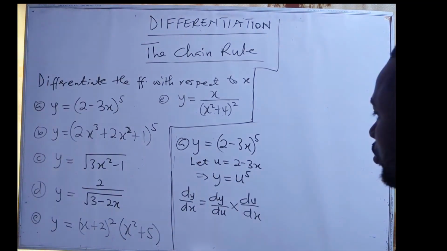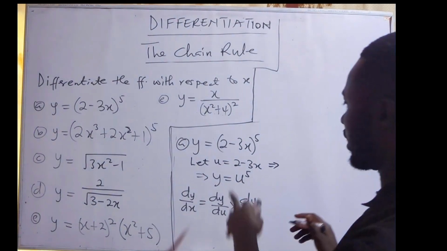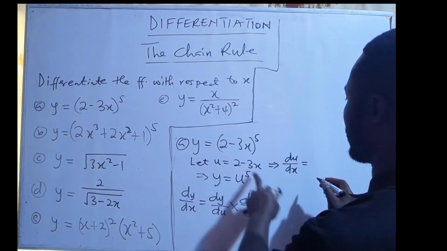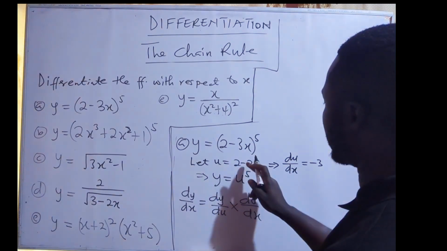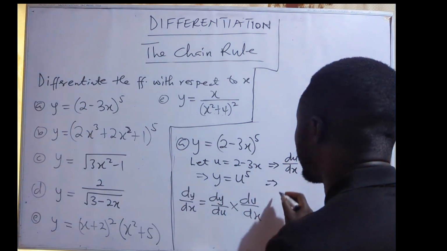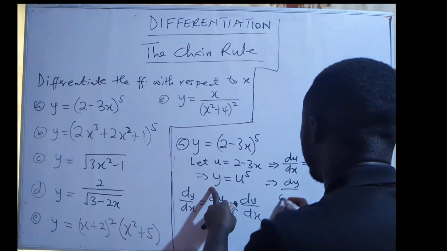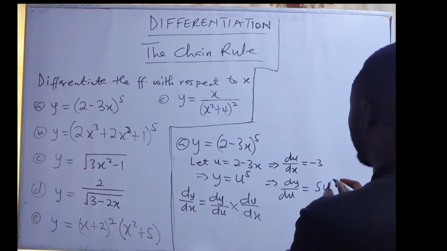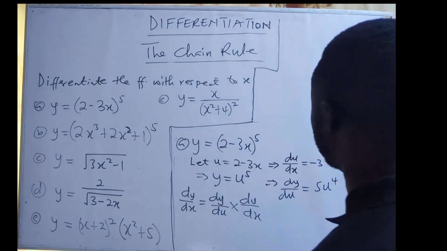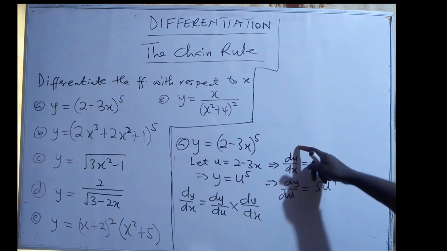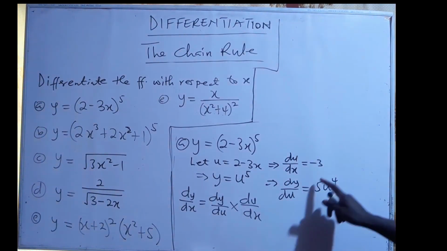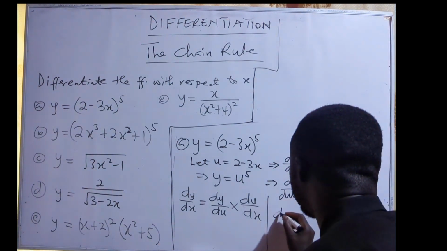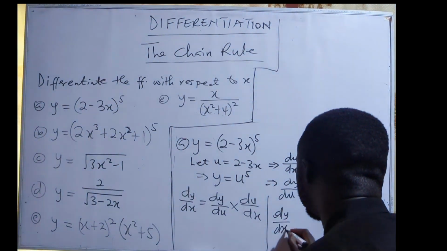The chain rule. Okay, so here then I can say du on dx is equal to what? Negative 3. So this will give me 0, this will give negative 3. And then I can also say here that my dy on du is what? I'm differentiating with respect to u, it is 5u exponent 4. So 5 will come here and I subtract 1 from here. So that I get my du on dx as -3, dy on du as 5u exponent 4. Okay, so therefore my dy on dx will now be equal to what?